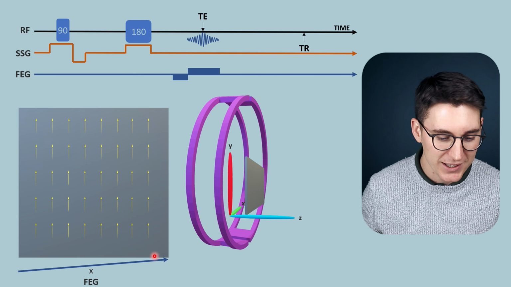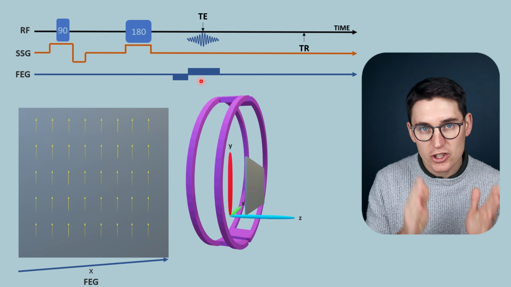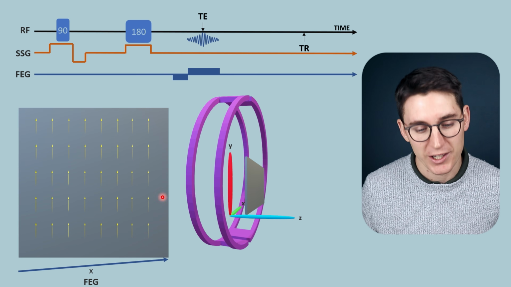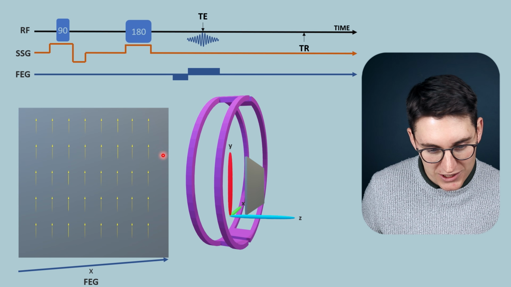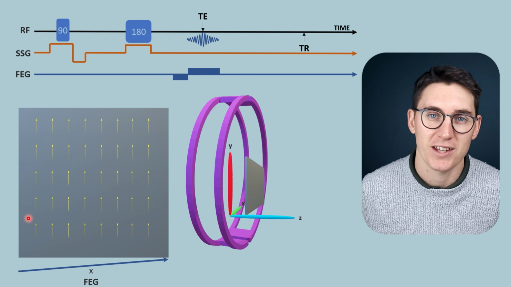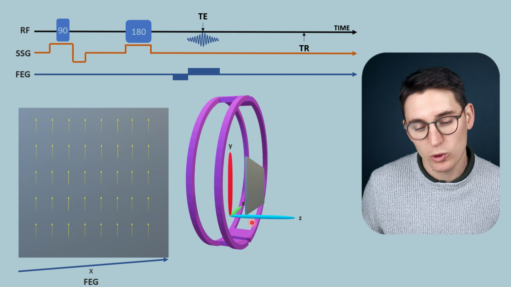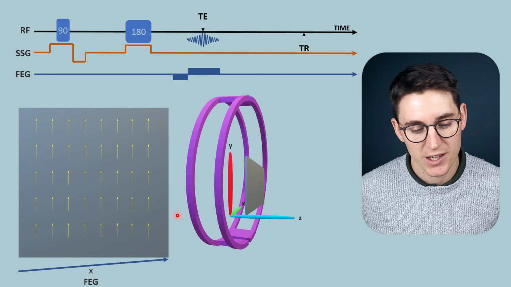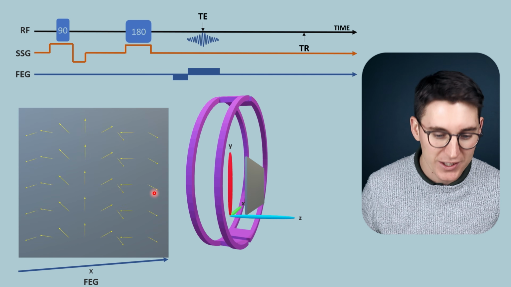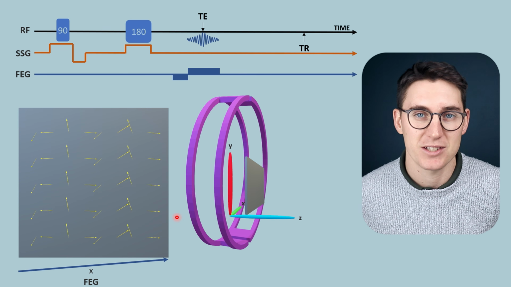Now, when we apply this frequency encoding gradient, we apply it over the time that we are sampling that signal. Now, as you can see, this frequency encoding gradient will cause the spins to precess faster at this end of the x-axis than they will at this end of the x-axis. And there will be a gradient of frequencies as we move along that x-axis. Now, when we apply that frequency encoding gradient, see how the spins on this edge of the slice are precessing faster than the spins on the other end of the slice.